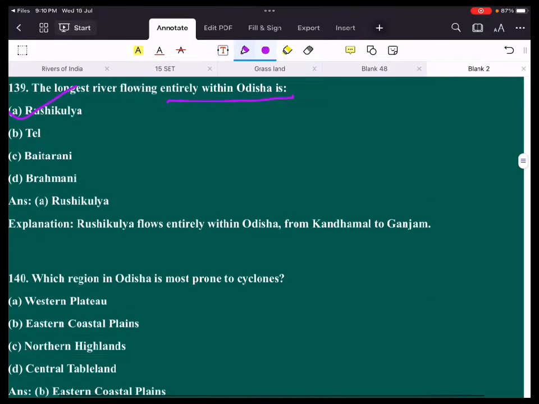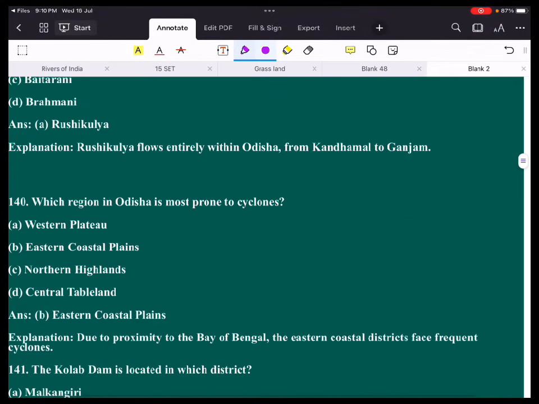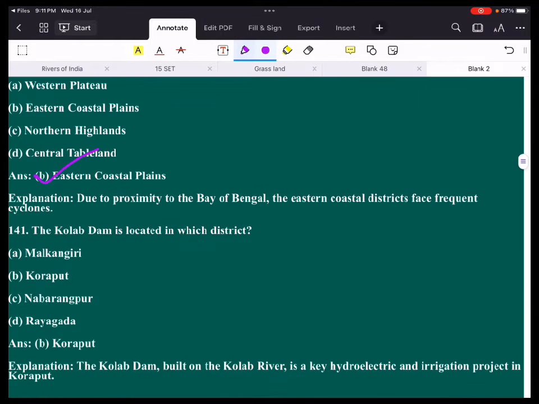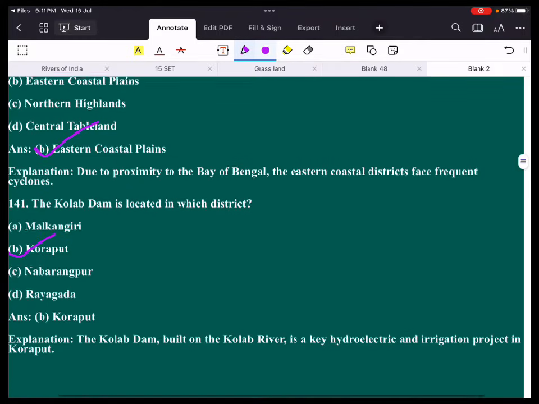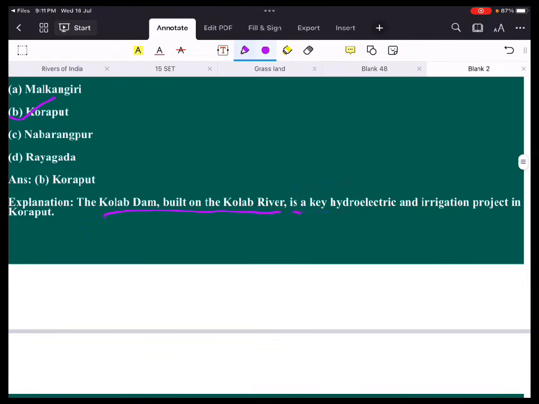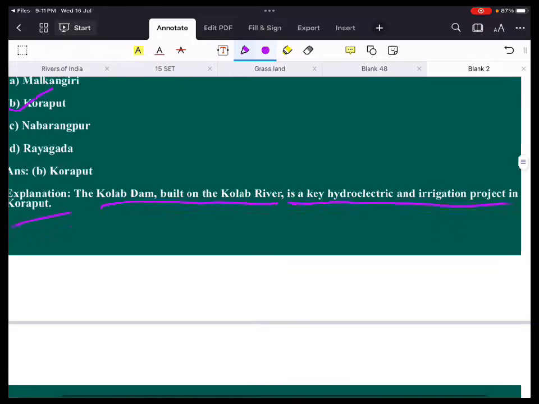Which region in Odisha is most prone to cyclones? That is the eastern coastal plain, option B. The Kolab Dam is located in which district? It is option B, Koraput district. The Kolab Dam built on Kolab River is a key hydroelectric and irrigation project in Koraput.